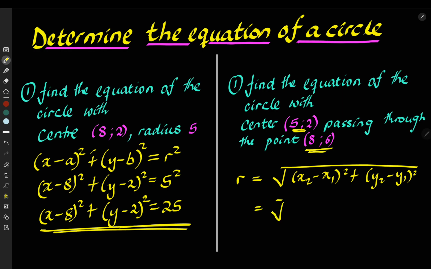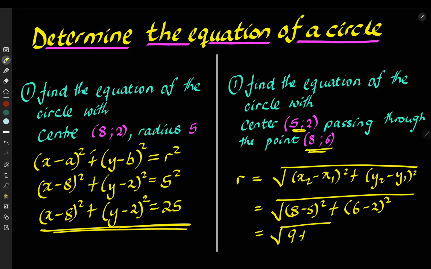In this case, that will be equal to the square root of (8 minus 5) squared plus (6 minus 2) squared, which is the square root of 3 squared, that is 9, plus 4 squared, which is 16, which is equal to the square root of 25, which is 5. Now we have the radius r, which is 5, and also the center (5, 2). Then we can write down the equation of the circle. That will be (x minus 5) squared, where 5 is the x coordinate of the center, plus (y minus 2) squared, is equal to 5 squared, which is 25. And that is how you determine the equation of this circle.